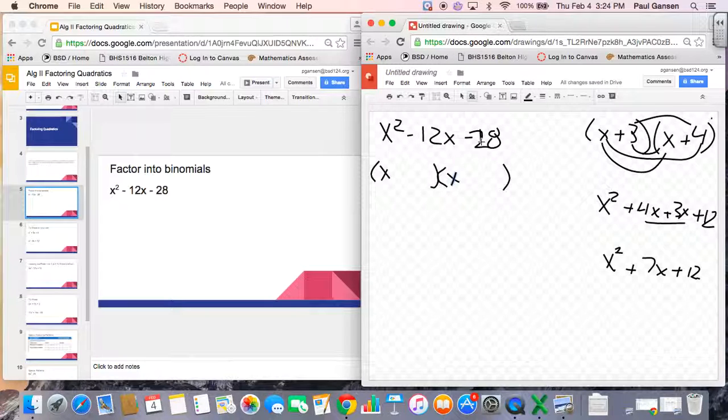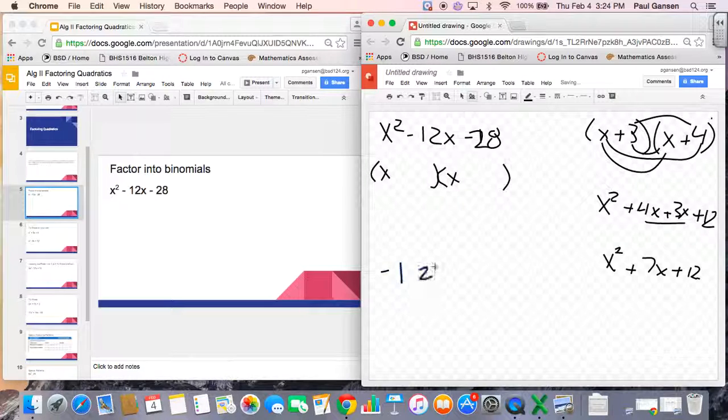But let's look at c. Look at this term that's way back here. We have a negative 28. Well, think about this. How did we get this 12? Well, we multiplied 3 and 4 together to give us 12. So we need to think about what we can multiply together to give us this negative 28. Well, we have a lot of options.